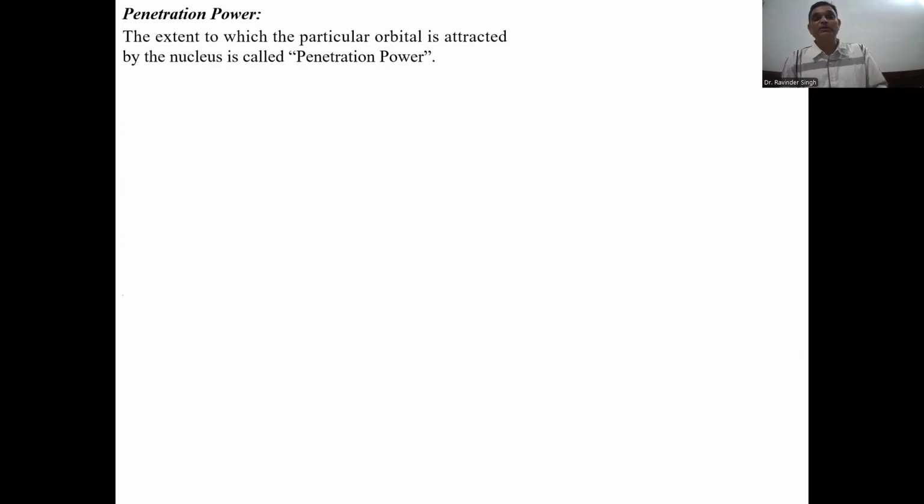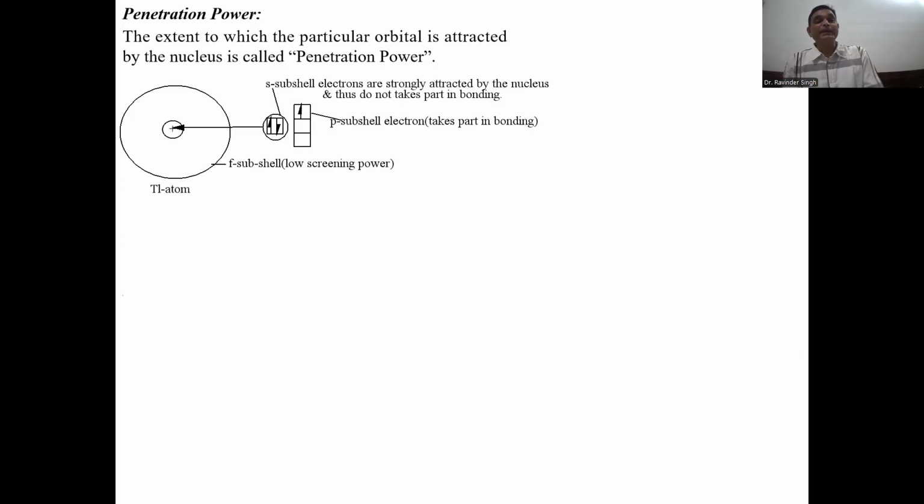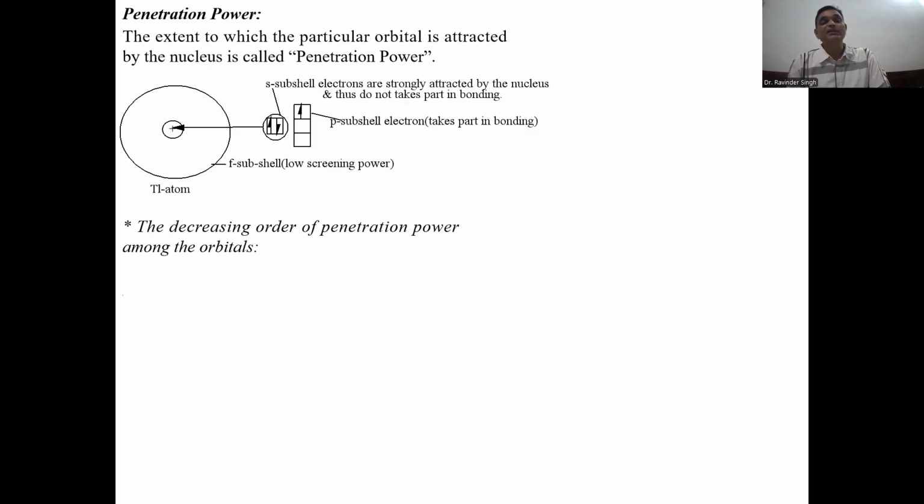So the extent to which a particular orbital or its electron is attracted towards the nucleus is called its penetration power. The penetration power is different for each of them: different for s, p, d and f. So the order of penetration power is s is greater than p, is greater than d, is greater than f. Why is that?